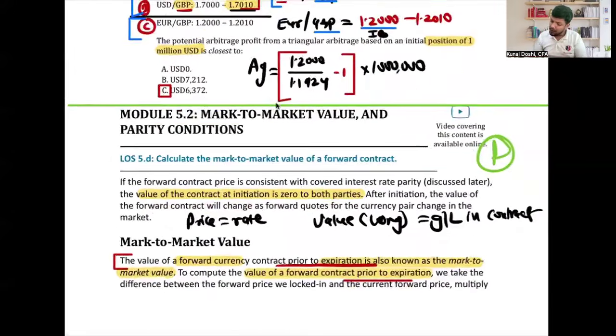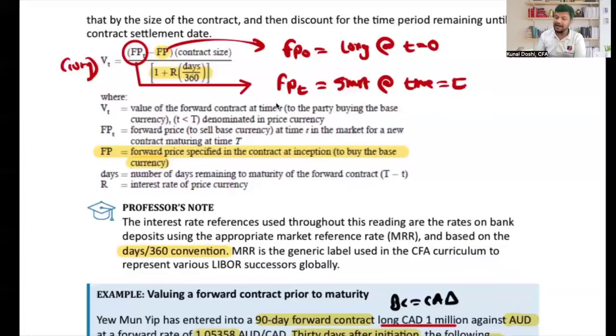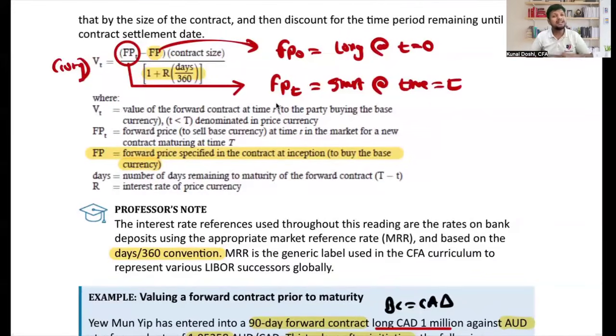Whenever I'm going to do the mark to market, you will have to compare the two rates: the forward rate that you booked initially and the forward rate which is applicable at that point of day. Either they will provide you that rate or you can find that rate using the interest rate parity, isn't it? What is interest rate parity? Forward equals spot into 1 plus the interest rate of the price currency over 1 plus the interest rate of the base currency, which we are going to see in a moment.